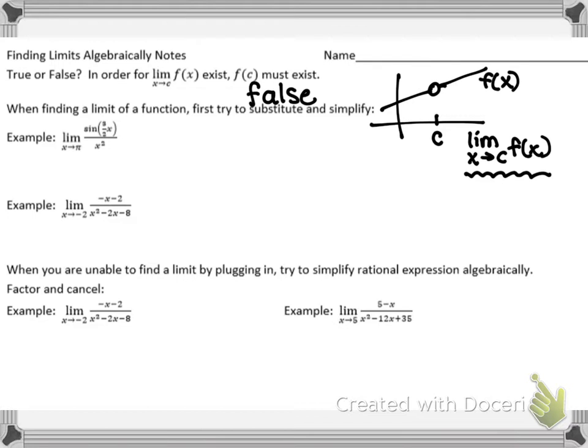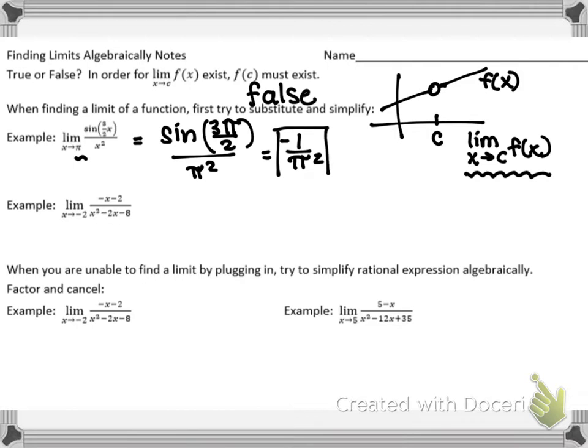So as we talk about finding limits algebraically, what you first want to do is just plug in and see if we can find a limit that way. So if I plug in this pi here, I'm going to have sine of 3 pi over 2 all over pi squared. So I can evaluate sine of 3 pi over 2 as -1 and -1 over pi squared. That's a real number. So this limit does exist, and I could find that limit simply by plugging into the function. Let's take a look at the next one.